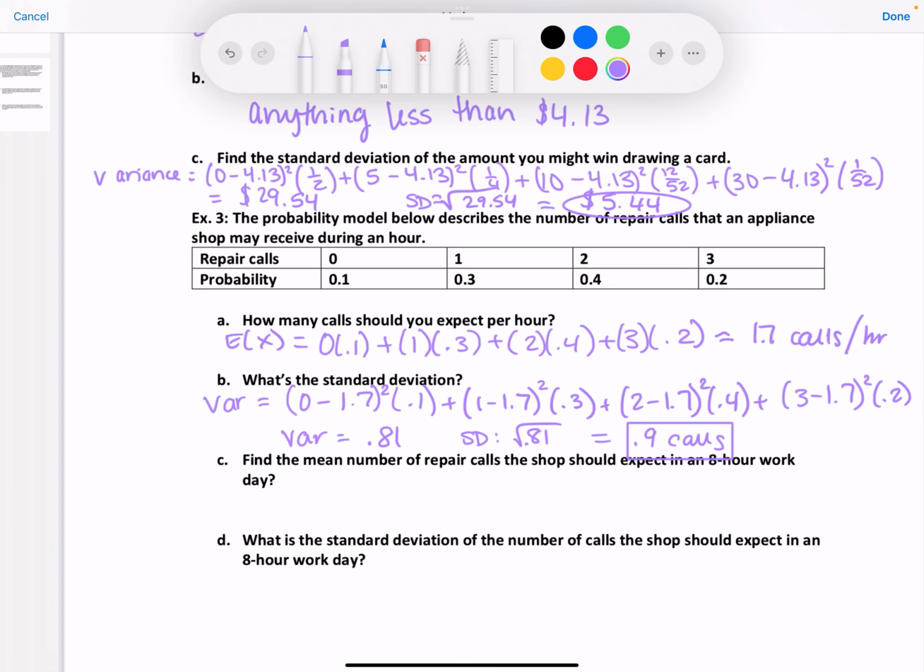So based on that, find the mean number of repair calls the shop should expect in an 8-hour workday. Any ideas on how I should do that? Yeah, for how many calls they should expect in an 8-hour workday.